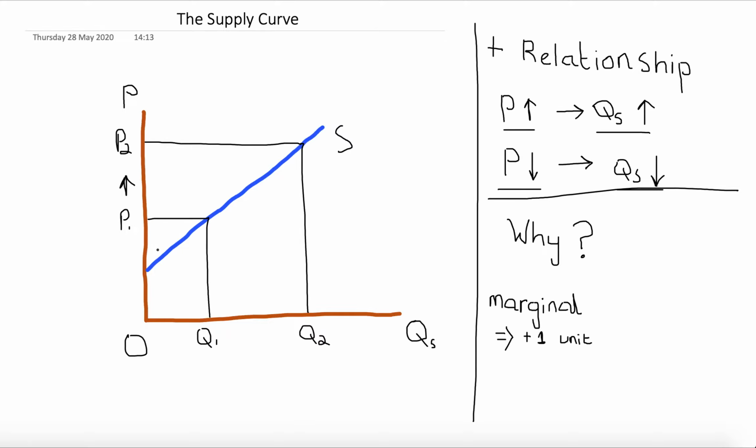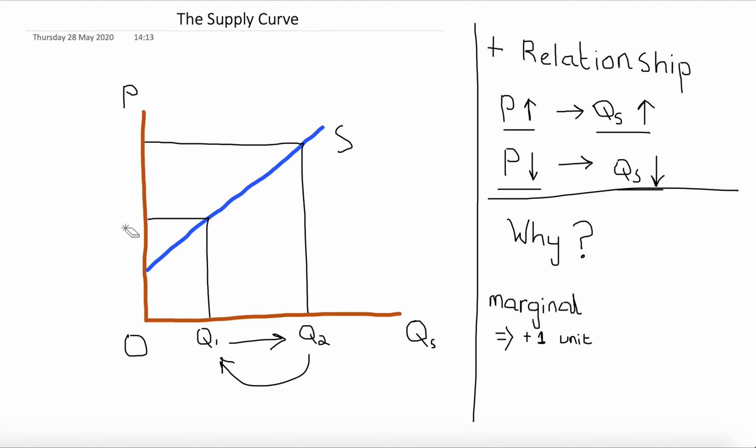So you can see that they both move in the same direction, and that means there's a positive relationship. It doesn't mean that they both have to go up, the price and the quantity, but it just means they move in the same direction, okay? So as the price goes up, the quantity also goes up. If the price were to go from P2 to P1, so were to go the opposite direction, then the quantity would fall from Q2 to Q1. Okay.